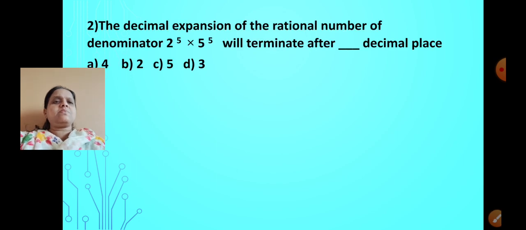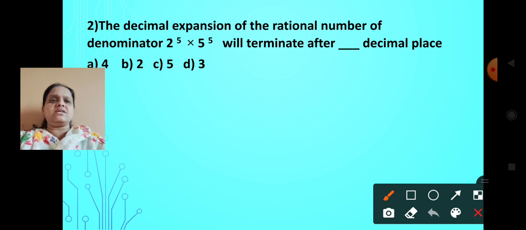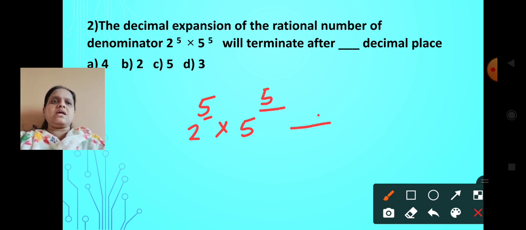The decimal expansion of the rational number with denominator 2 raised to 5 into 5 raised to 5 will terminate after dash decimal place. Our denominator is given as 2 raised to 5 into 5 raised to 5. As the exponent, or we can say the power, of 2 and 5 is given as 5, we can say it will terminate after 5 decimal places.